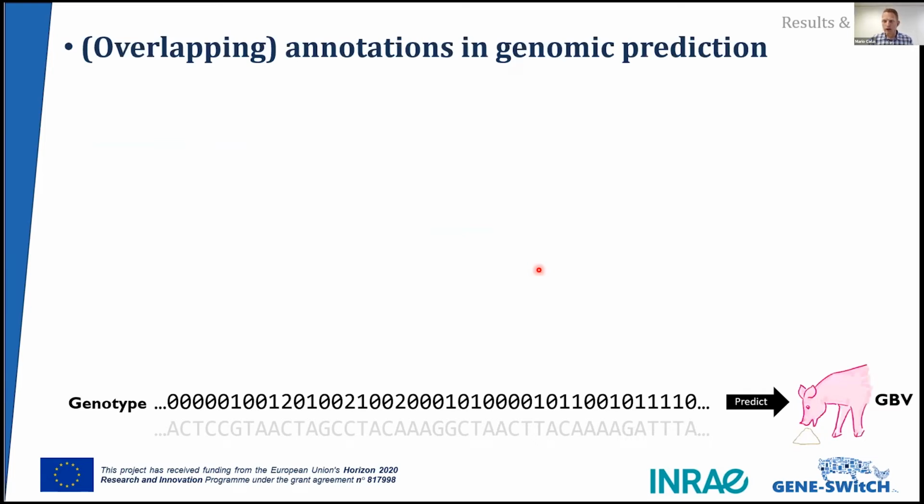So to guide you through this step by step, here at the very bottom we see a genotype of an individual, which consists of 0s, 1s, and 2s. These are just allele counts of a certain allele at different positions in the genome. If we have those genotypes for a large number of individuals, and we have phenotypes, so measured performance, then we can use that to predict genomic breeding values for animals for which we have genotypes only.